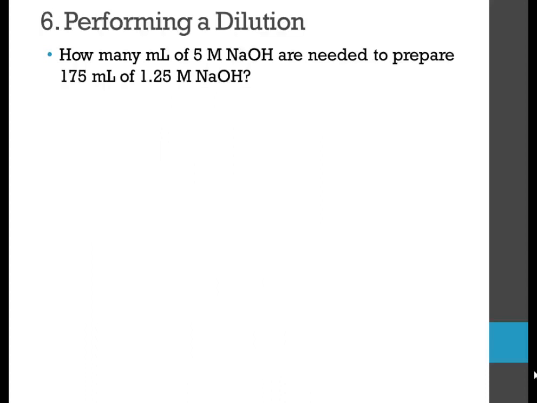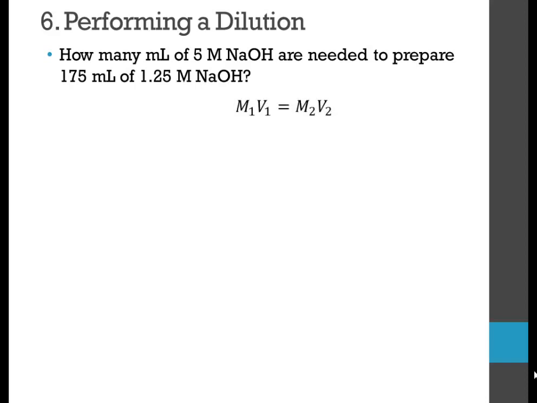Number 6 is about performing a dilution. So how many milliliters of 5 molar sodium hydroxide are needed to prepare 175 milliliters of 1.25 molar hydroxide? So I'm taking a high concentration of sodium hydroxide, and I want to dilute it down to a lower concentration, and I want 175 milliliters of that.